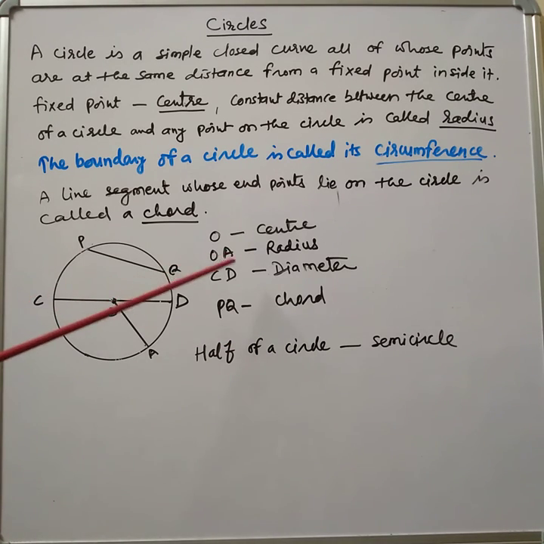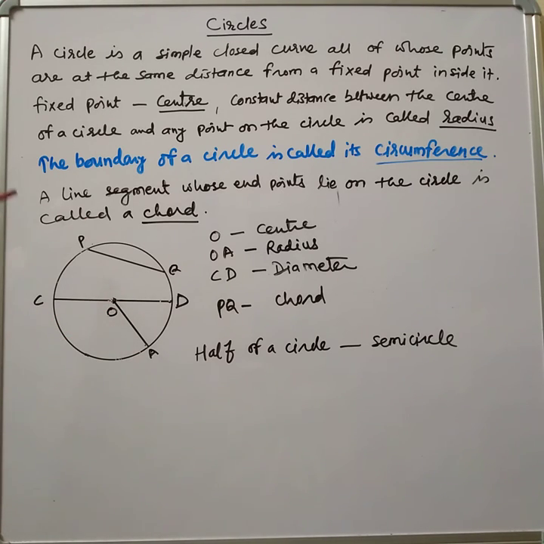Now what is a diameter? Diameter is the line segment which passes through the center and whose endpoints lie on the circle. That line segment is called the diameter. So CD is the diameter of the circle. Here PQ is a chord, CD is a diameter, OA is a radius and O is the center of the circle.